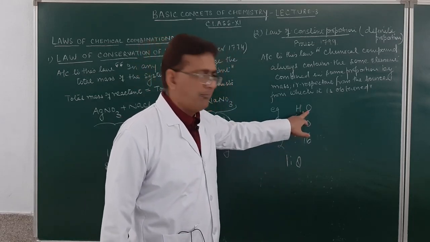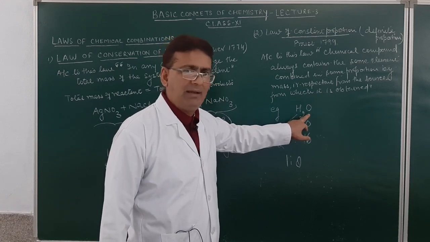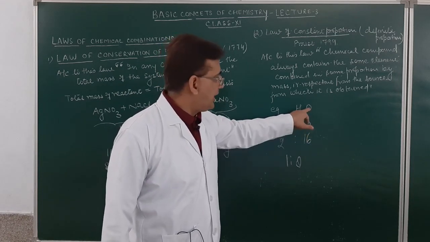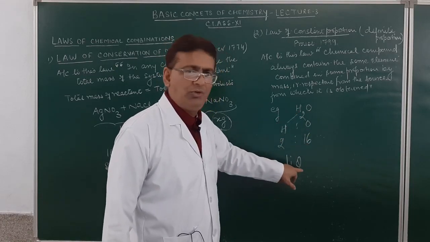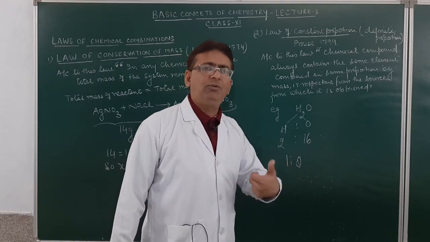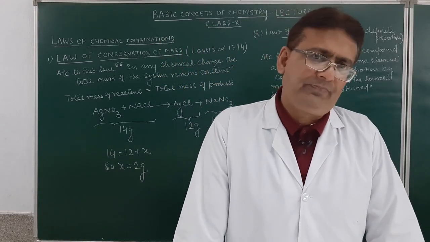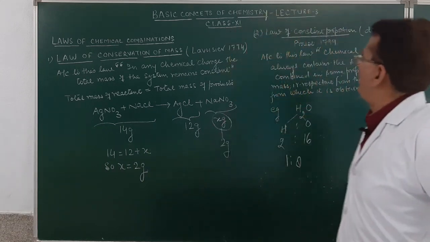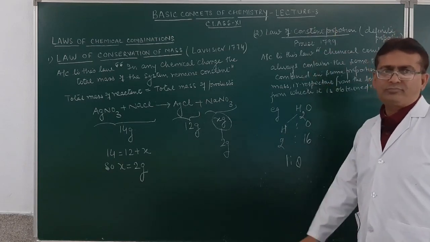So what does the law say? A chemical compound, let me take here water, always contains the same elements. What does water contain? Hydrogen and oxygen, combined always in the same proportion by mass. Their mass ratio will always be 1:8, irrespective of the source from which it has been obtained. Am I getting clear, students? Which law is this? This is the law of constant proportion.